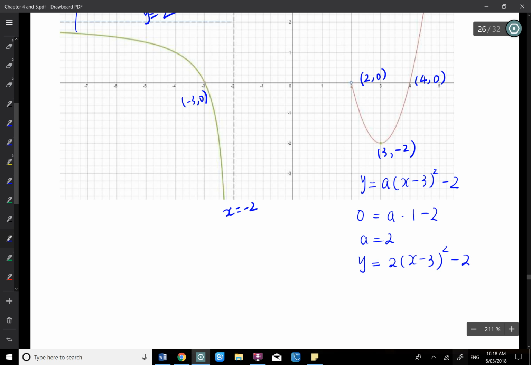Well, when you use x-intercept form, you will have a different equation, but it will be the same. It will be equivalent.